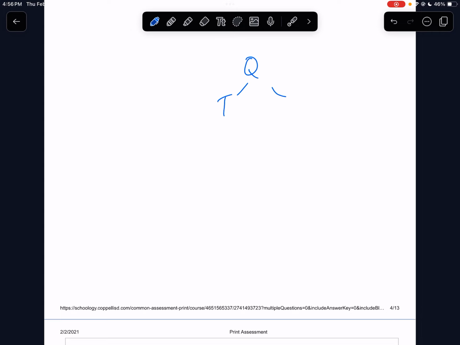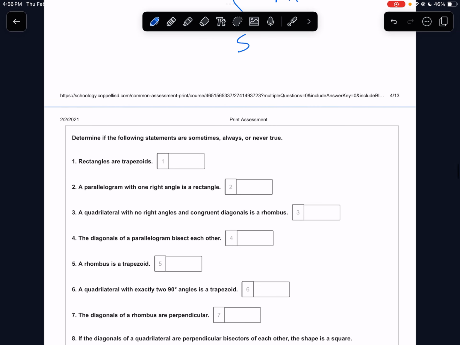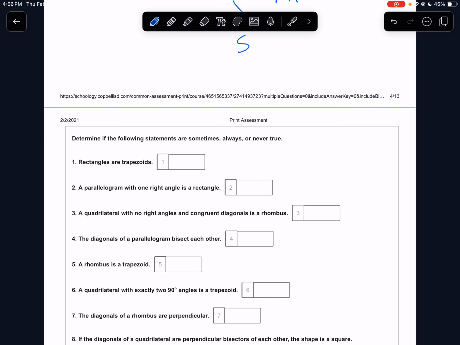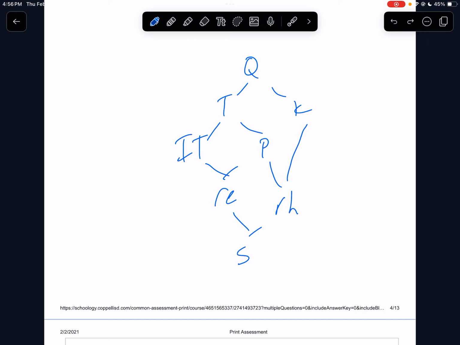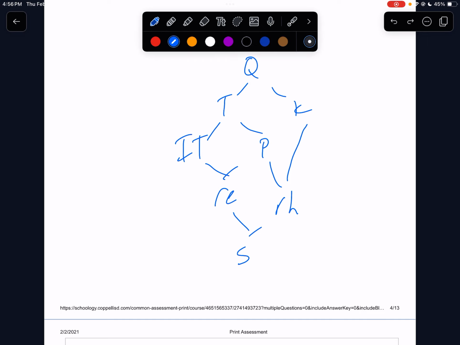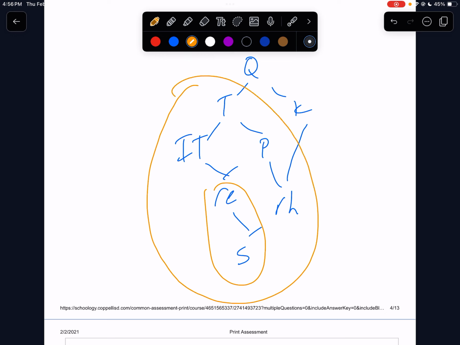Quadrilateral goes to trapezoid. You should try to do this from memory right now. Parallelogram, those two make the rectangle. These two make the rhombus, and those two make the square. So that's going to help us answer these. Rectangles are trapezoids. These two shapes are rectangles, and I like to circle things. Different teachers teach it different ways, but these are my rectangles, and these are my trapezoids.